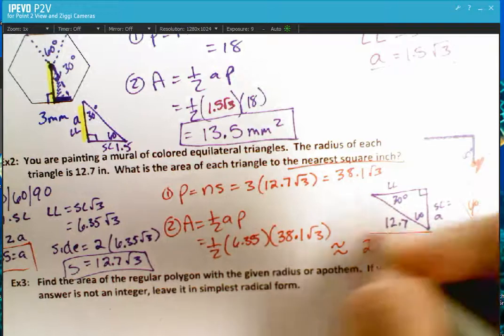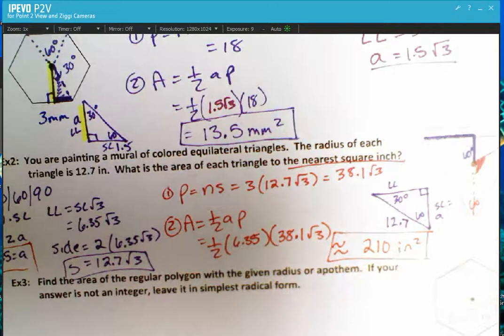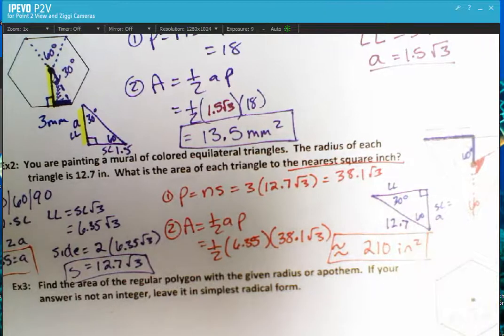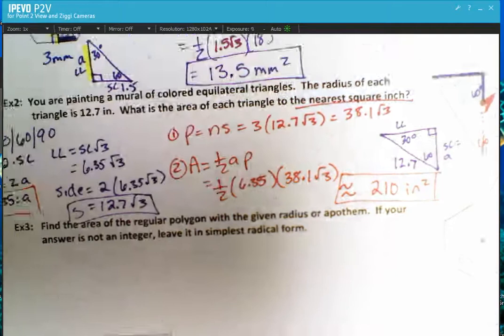inches squared. So these are the ones that get tricky. You've got to watch what pieces you're looking for. It often helps to redraw the figure, the triangle that we're pulling out for the special right triangle. Okay, let's do another one.